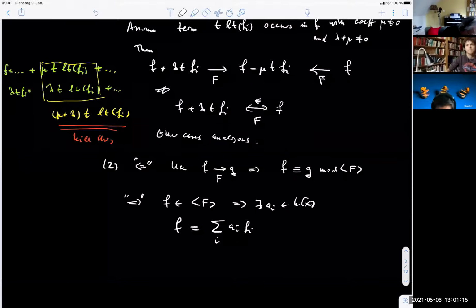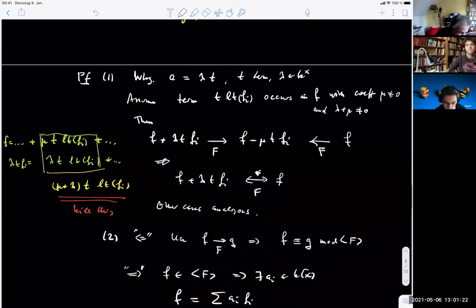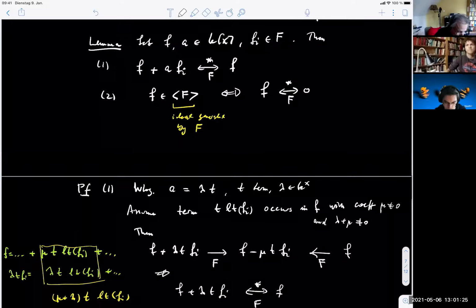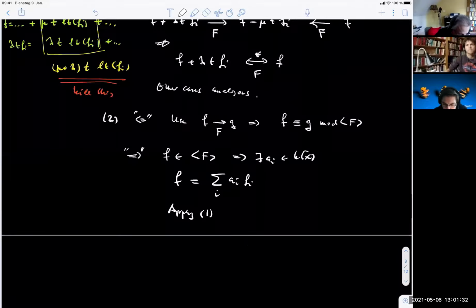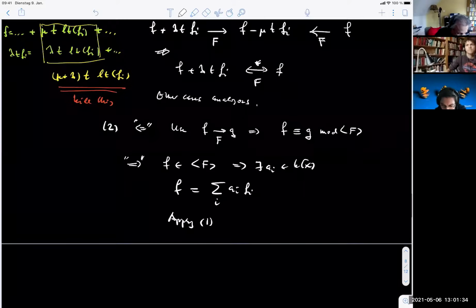Now apply part 1. Part 1 says this. So you apply part 1 several times. You start: 0 is equivalent to 0. So a1 f1 is congruent to 0. a1 f1 plus a2 f2, etc. Just apply it several times.